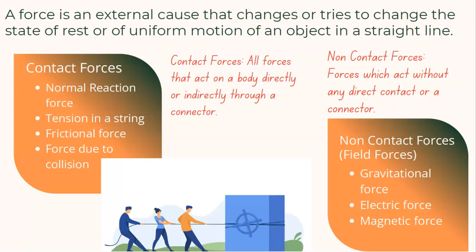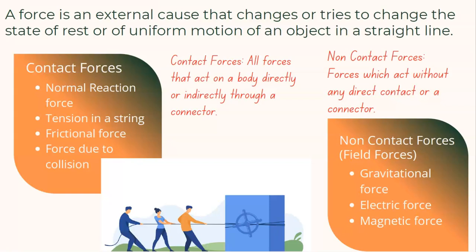How do we define force? Or rather, how did Newton define force? A force is an external cause that changes or tries to change the state of rest or of uniform motion of an object. That means, if an object is at rest, we can move it by the application of force. Or if an object is moving, we can stop it with the application of force. In short, a force is an external cause that will either change or try to change the state of rest or of uniform motion of an object.